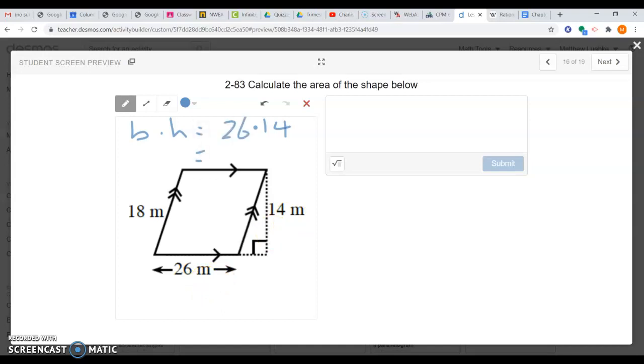And when I do this multiplication, let me grab my calculator because I am bad with mental math. We have 26 times 14, and that's going to give me 364 meters. That's really sloppy. Let's write it in here. 364 meters as my area of this parallelogram. Again, reinforcing the idea that we use the same formula for parallelograms as we do with rectangles.